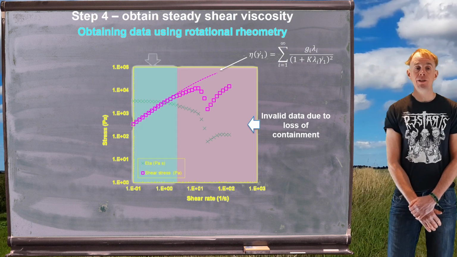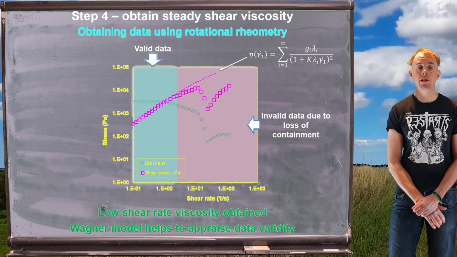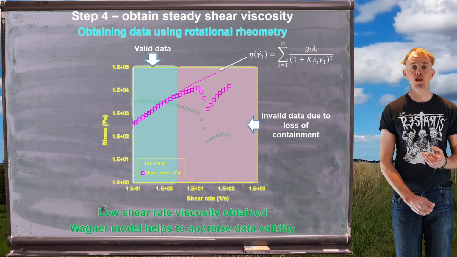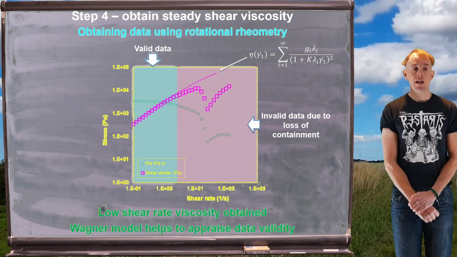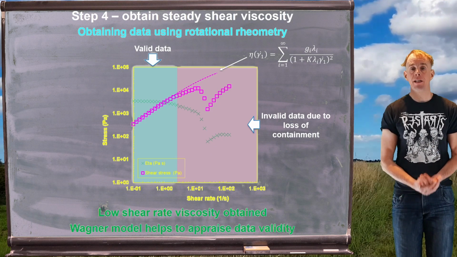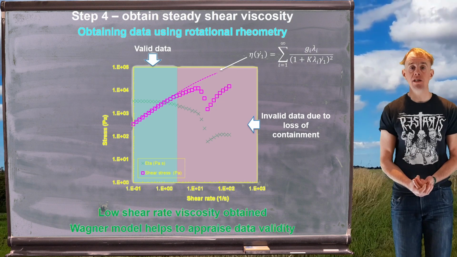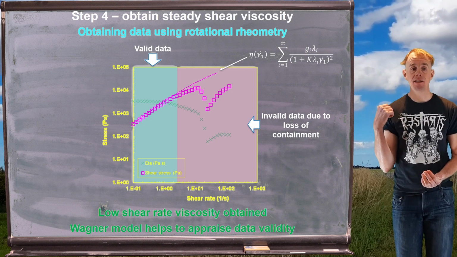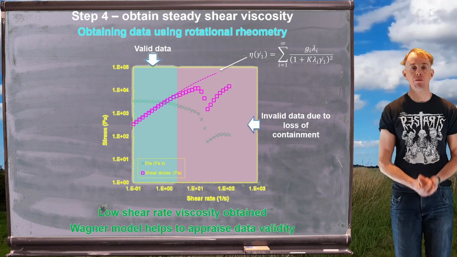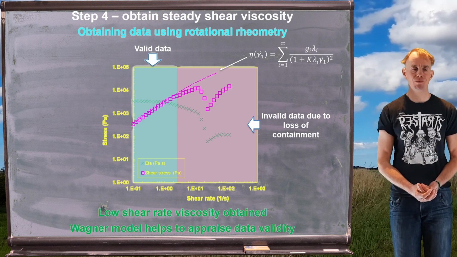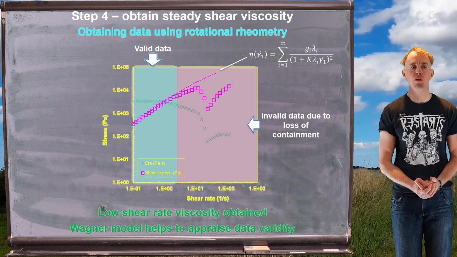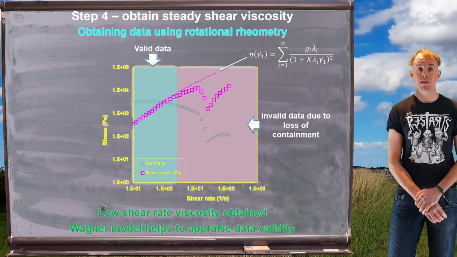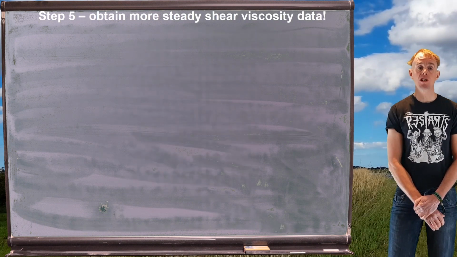This is fairly typical when it comes to the experimental characterization of polymer rheology. You'll find that one rheometer typically won't give you all the information you need for polymer melts because of things like this. So we've got some low shear rate viscosity data. We've appraised the data quality using the Wagner model. What we need now is more data, and we need to change our technique.